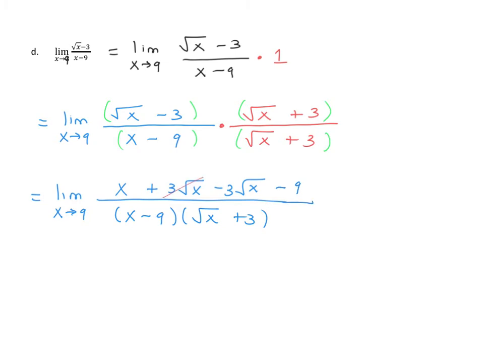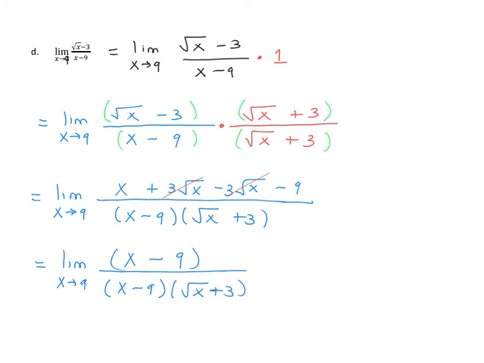What we can do is cancel the 3 root x's. This is equal to the limit as x approaches 9 of x minus 9 in the top, and x minus 9 times root x plus 3 in the bottom, and we can now cancel that factor of x minus 9. This is equal to the limit as x approaches 9 of 1 over root x plus 3.